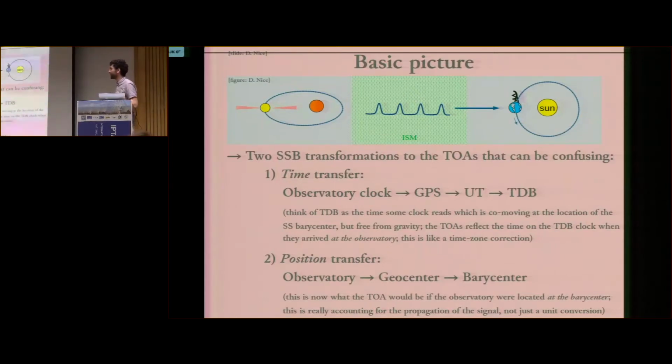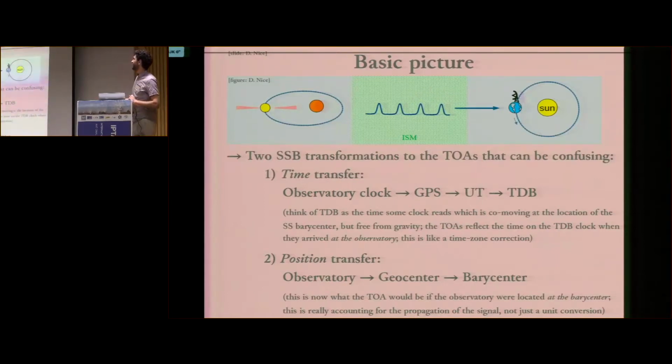There are two kinds of transformations that happen to the TOAs. The first one is a time transfer. So you measure your TOA with respect to the time at the observatory clock. That gets referenced to GPS, which then gets updated to a very accurate UTC time. And then you transform that to barycentric dynamical time. I think this is in French, so you read it backwards. Excuse me for making that comment.